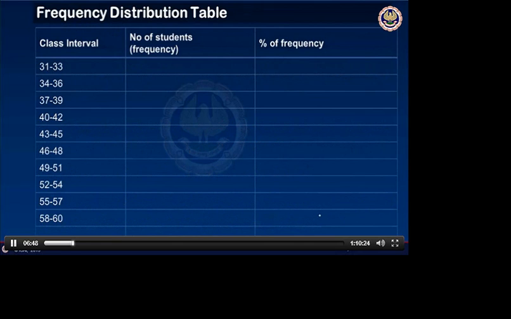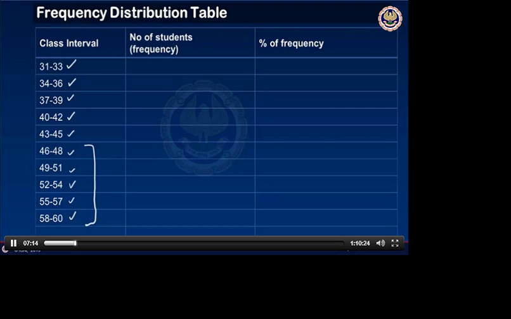So the class intervals are starting from 31 to 33, 34 to 36, so this is given, 37 to 39, and then we can plot the rest also. So these are all the class intervals. Now what we are required to do, the last 5 class intervals, that means 1, 2, 3, 4, 5. So we will only focus on this.